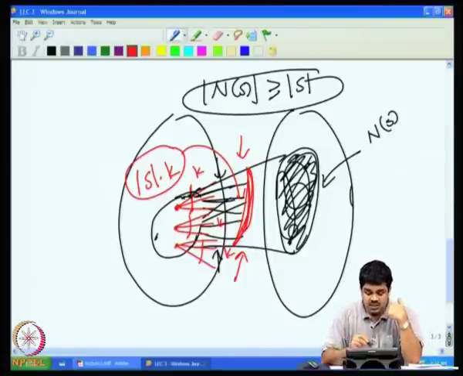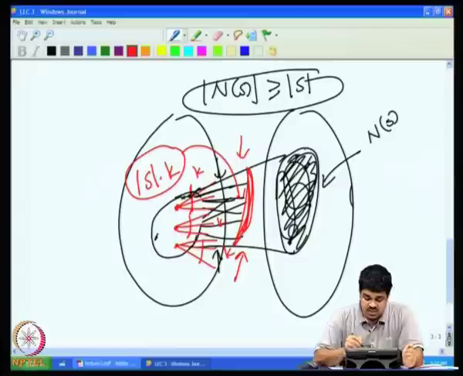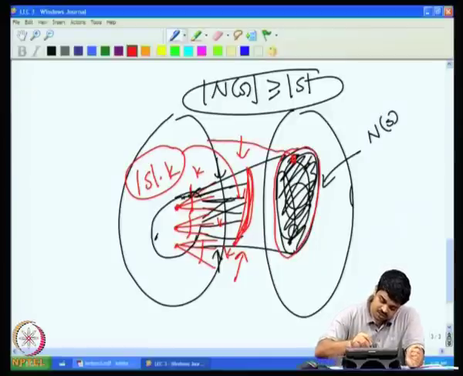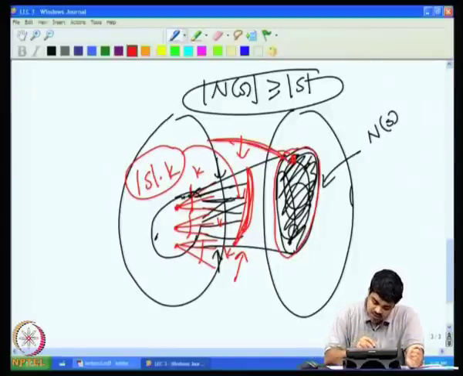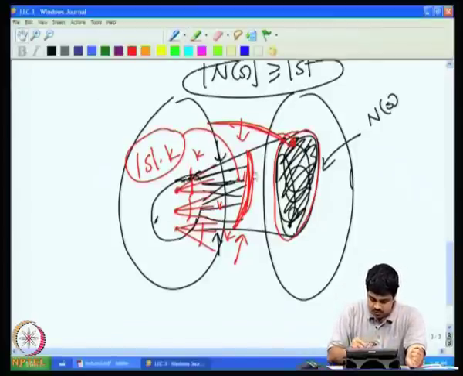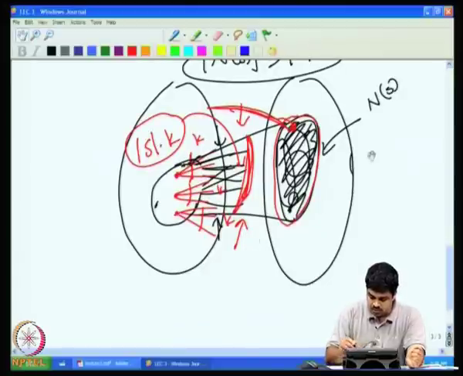Now, where will these edges go? All these edges should go into this set. It may be possible that some vertex here may have an edge going somewhere else, but any edge which is coming from this subset has to reach here.